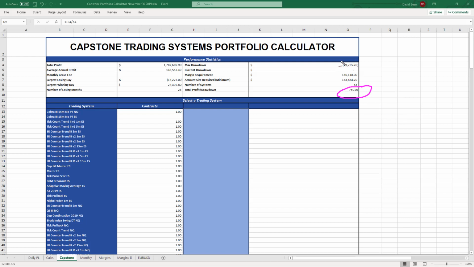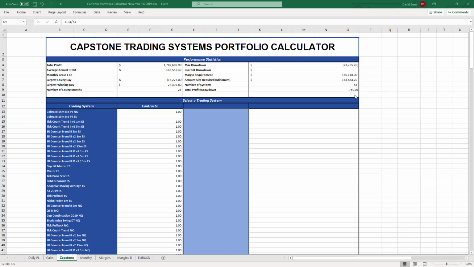How much is your drawdown? How much is your profit? The more your profit goes up relative to your drawdown, the lower your account size will be. If you can increase this number, you can scale more quickly. You can add more contracts more quickly. Currently this portfolio setup takes $163,000 to trade 53 futures strategies with one contract each on the E-minis and then one full contract on the other markets that are not stock index markets.